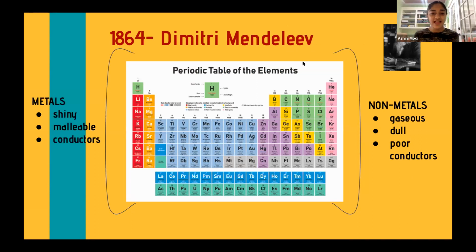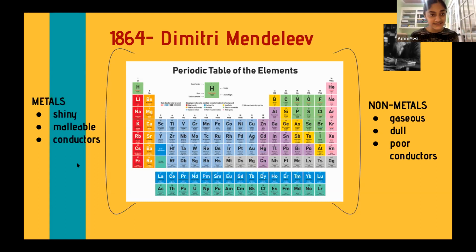So the way elements are organized is known as the periodic table of elements. And you can see an example of a periodic table here. So like I said earlier, in 1864, Dmitry Mendeleev created this periodic table as a way to organize elements by their atomic size and their atomic number.